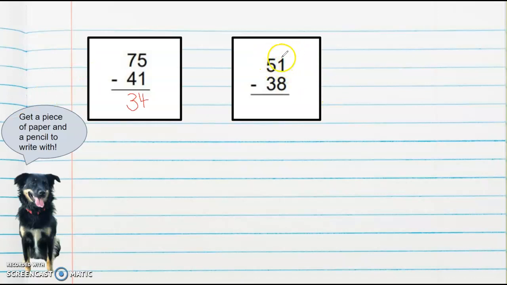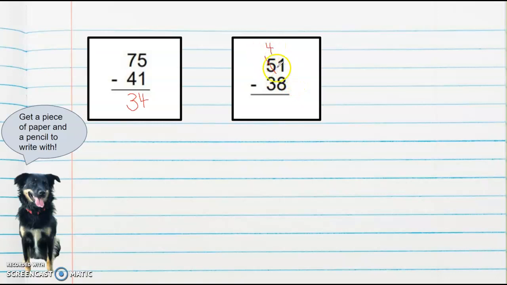So right here, I have, in the ones place, 1 minus 8. If I have 1 of something, I do not have enough to take away 8. So you have to borrow. The 1 is going to go right next door and borrow from the 5. So I want everybody to cross out their 5. When you borrow from a number, it goes down 1 digit. So I borrowed 1, so my 5 turns into a 4. I took 1 away.